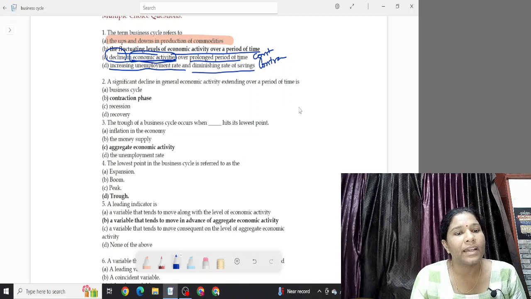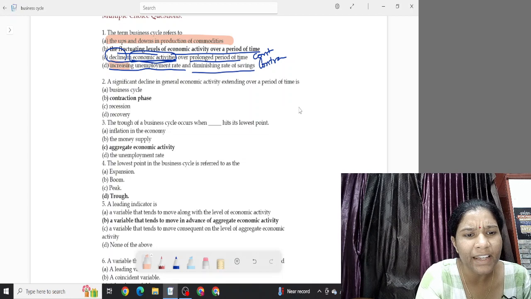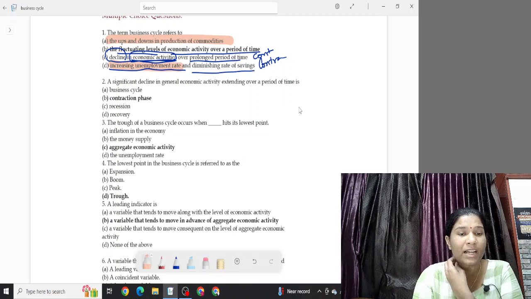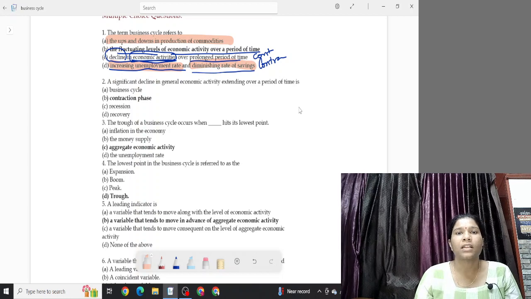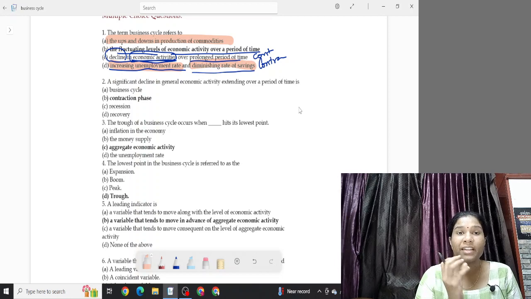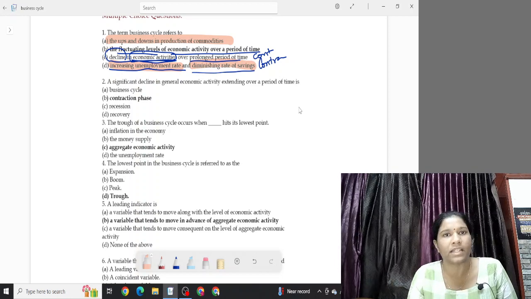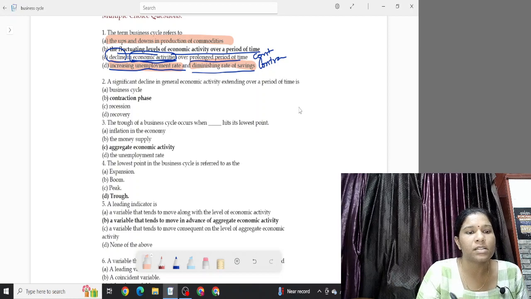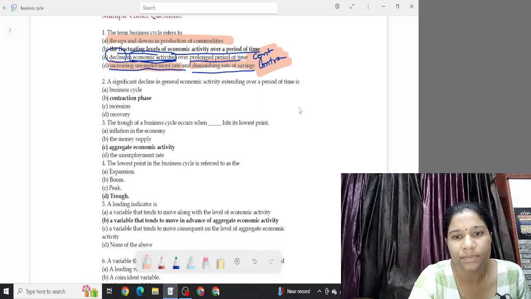Then what? The term business cycle refers to increasing the unemployment rate, and diminishing rate of savings. Of course, this happens when there is contraction. So this line of increasing unemployment rate or diminishing rate of savings happens only when there is a contraction. So this will come under what? Only for this contraction. So what's the right answer?